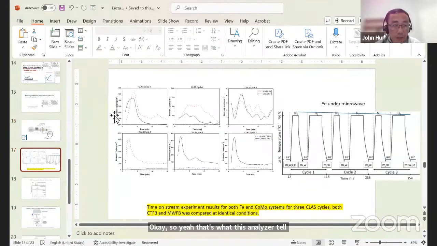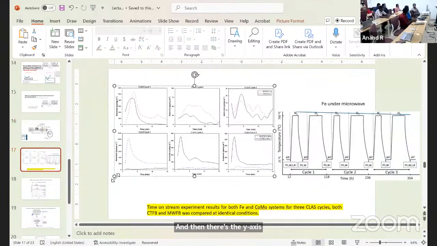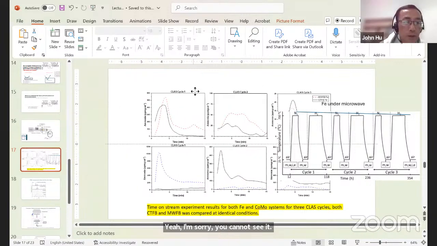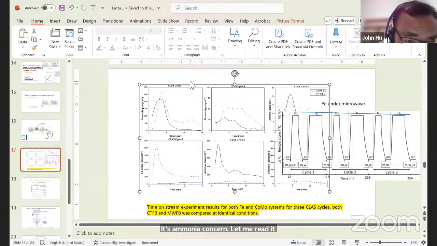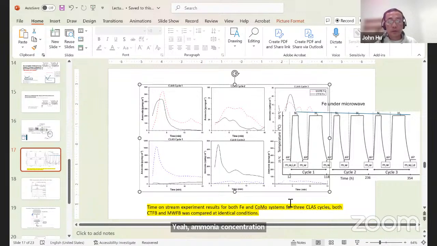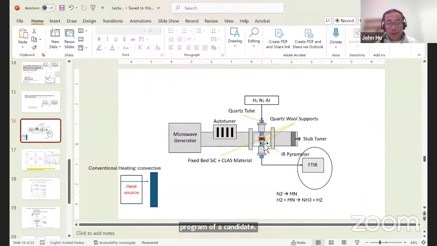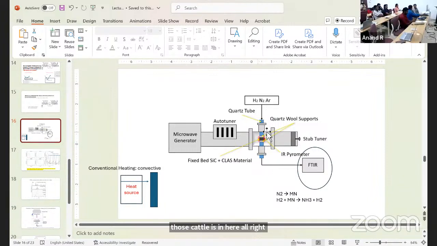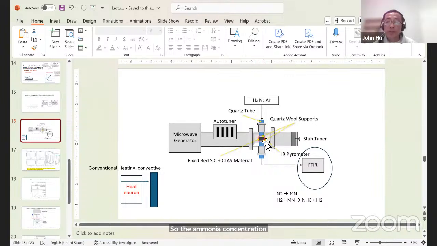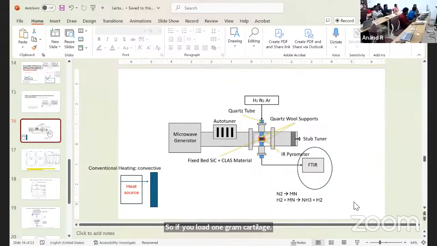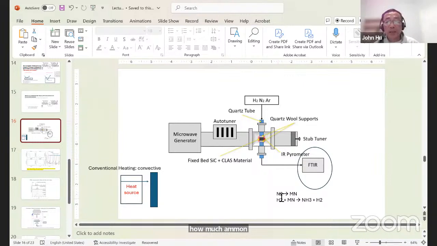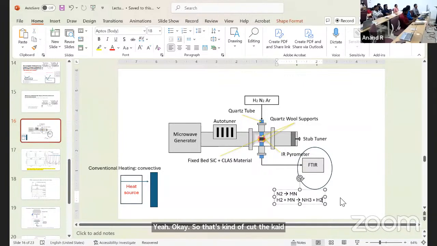And then this y-axis, I'm sorry you cannot see it. Let me read it. It's ammonia concentration per gram of catalyst. So what does it mean? It means there's catalyst in here, all right? So the ammonia concentration is divided by the weight of catalyst in here. Basically we normalize it. If you load 1 gram of catalyst, how much ammonia concentration? So cat means the catalyst.